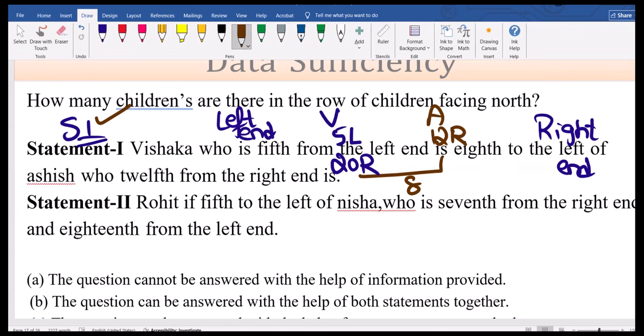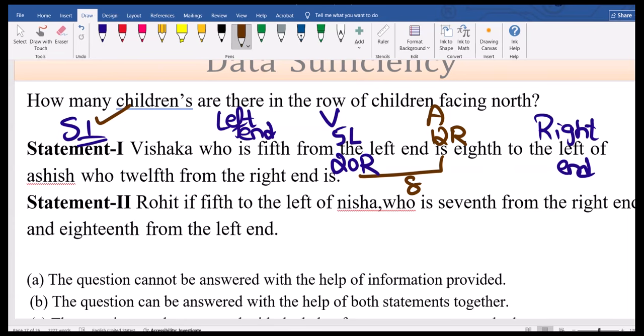But why I am discussing this is that maybe they will give statement 1 alone as a question for you. They can give that alone as a question: Vishaka is 5th from the left end, 8th to the left of Ashish, who is 12th from the right end. How many children are there in the row? You have to find the answer for that. Maybe that itself is a separate question they may give. This is how you can connect.